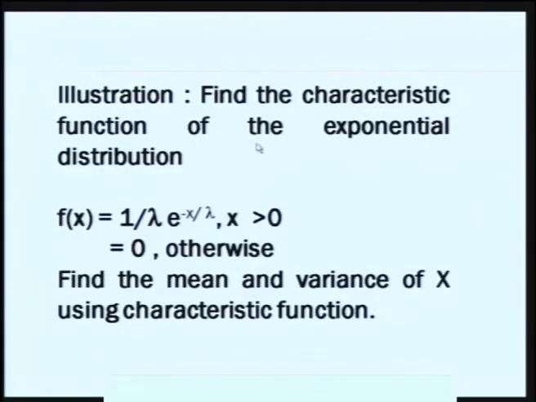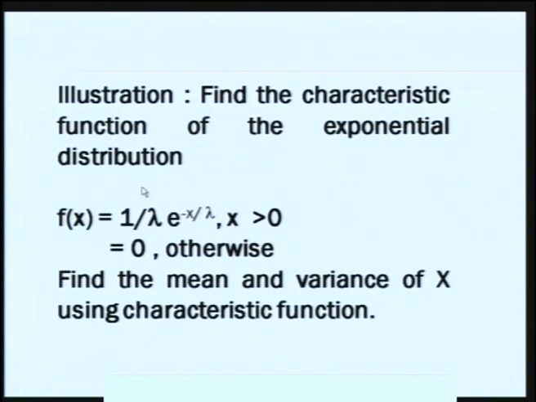So, going ahead with the continuation of the previous sessions, let us do one problem in finding the characteristic function of a random variable when its PDF is given. The question is, find the characteristic function of the exponential distribution f of x is equal to 1 by lambda e power minus x by lambda when x is greater than 0. Any random variable has this type of PDF, then it is called exponential distribution.